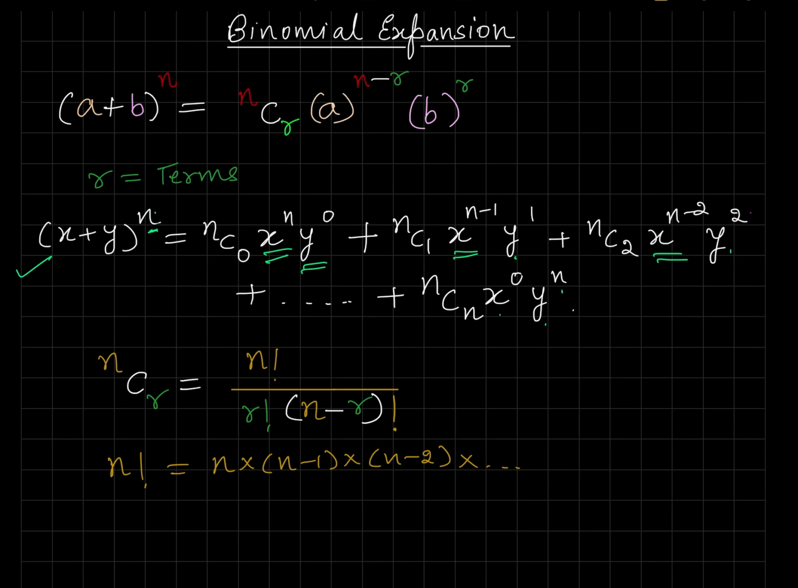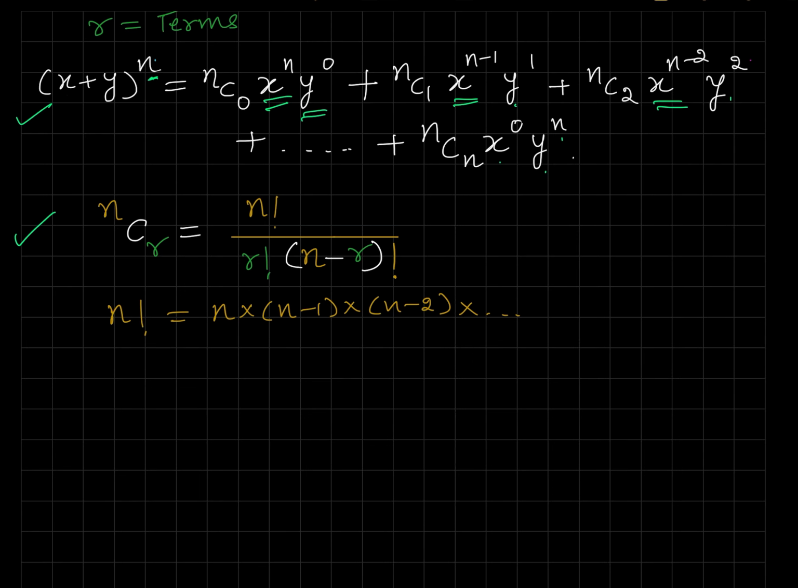And how do we calculate the coefficients nC0, nC1? Here is the formula for combination, where nCr is given by factorial n over factorial r times factorial n minus r. And factorial n is calculated in this manner.